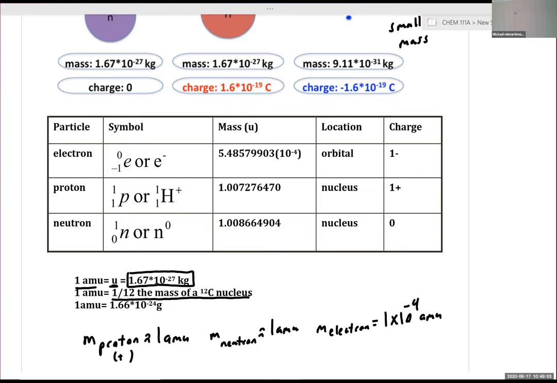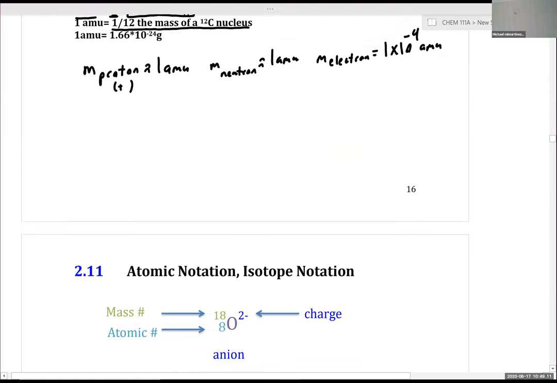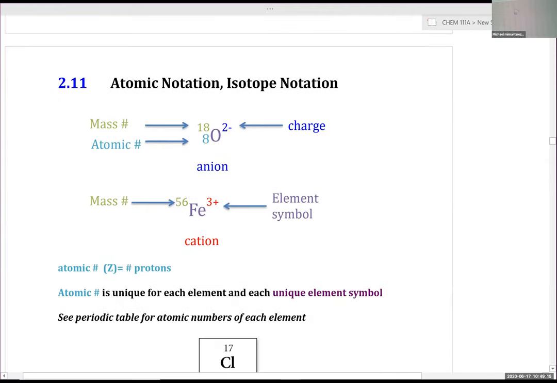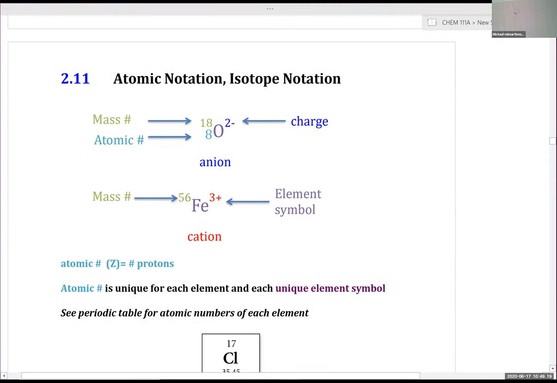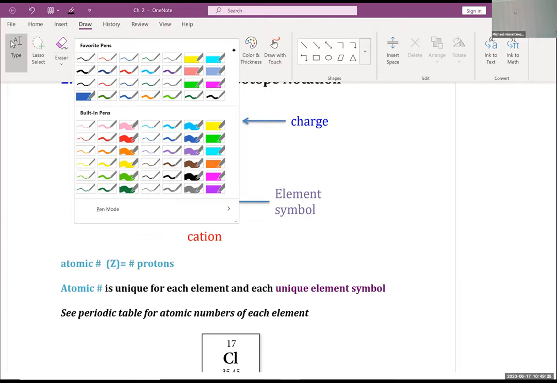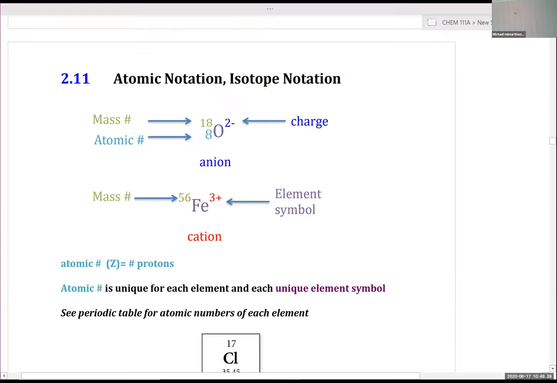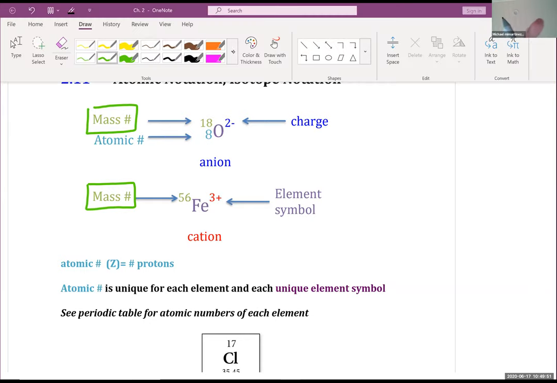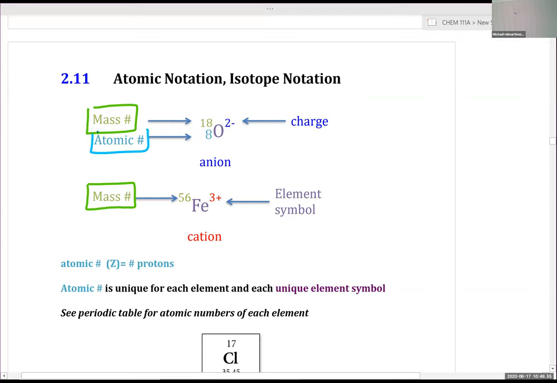Okay, so let's now take this idea that we have all of these fundamental subatomic particles, and let's talk about describing atoms with different numbers of these subatomic particles. To do that, we're going to utilize atomic notation and isotope notation. First and foremost, when you look at isotope notation, there are a few major features to keep in mind. Each of these numbers is placed in a specific location and represents a unique quantity. The number in the upper left-hand corner represents what we call the mass number. The number given as the leftmost subscript represents our atomic number. The atomic number is optional, and we'll talk about why that is in a moment.